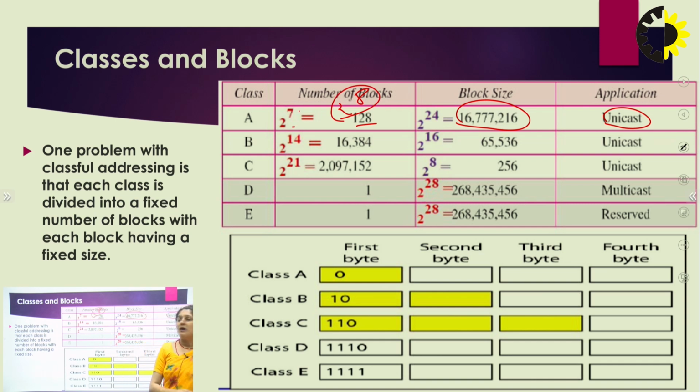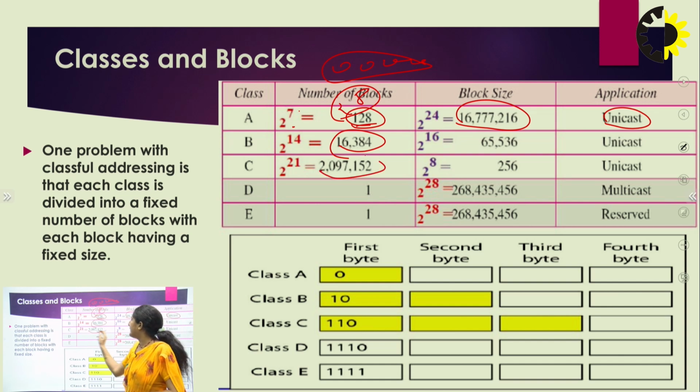Why? Because the first network ID represents the class A IP address, it is a representation of the network. So we exclude that, and the remaining 2 raised to power 7 we can use. Similarly, 2 raised to power 16 should be there, but we use 2 raised to power 14. Similarly, for this we can use 2 raised to power 21 IP addresses. This many combinations can be made.